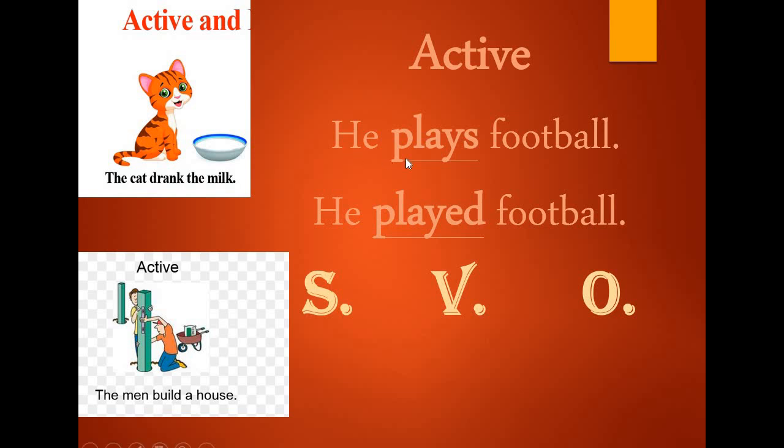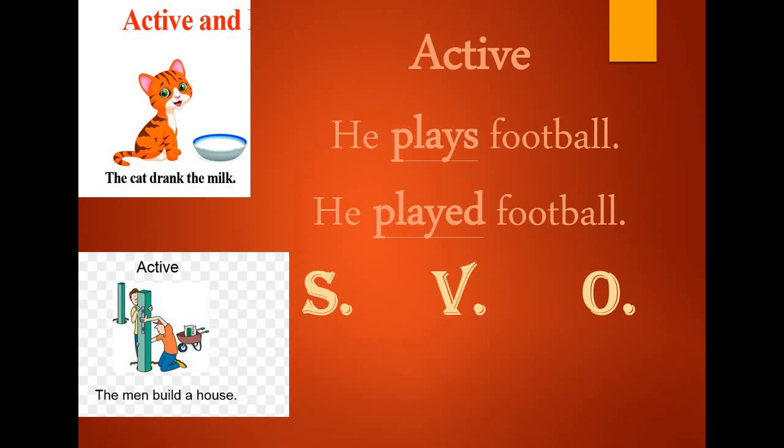He is my subject. Plays is the verb. Football is the object. The cat is the subject. Drank is the verb. The milk is the object. The men is the subject. Build is the verb. A house is the object. So, this is my active form of a sentence. So if I want to define the active sentence, I'll say the active sentence is the normal sentence that has subject, verb, object, SVO. Okay?